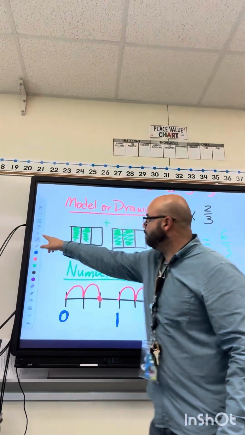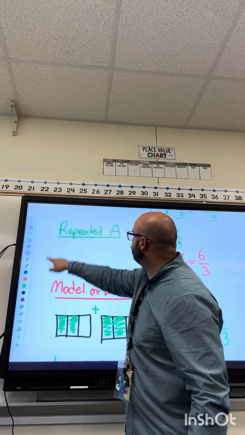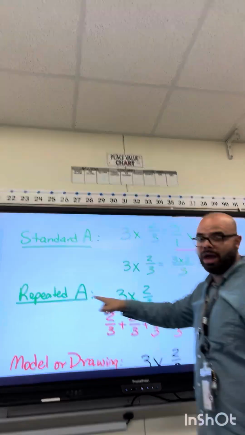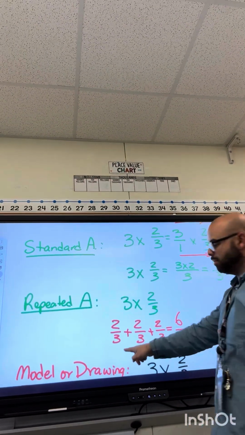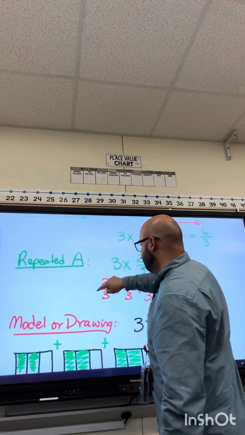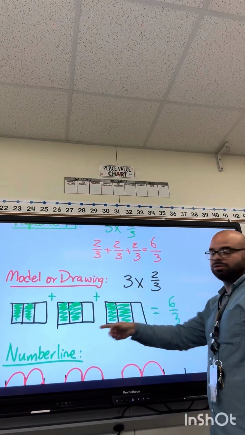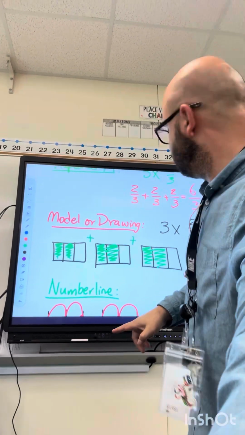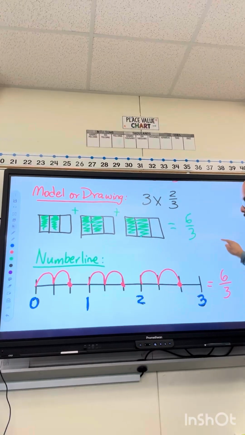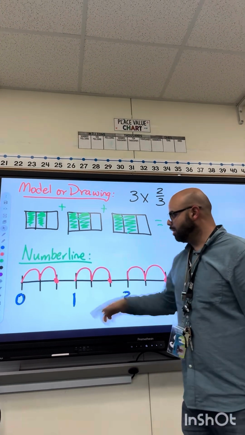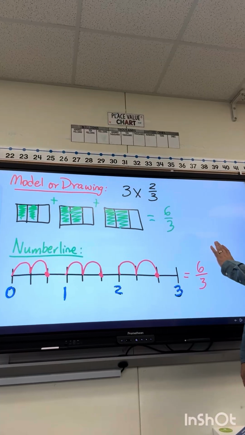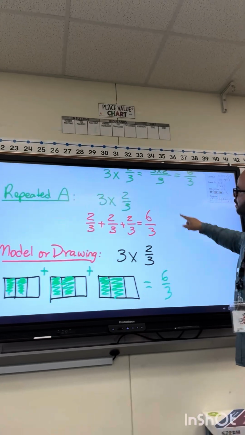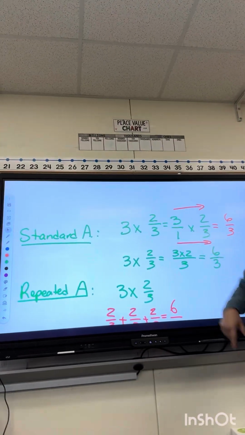Okay, so we have the standard algorithm, okay? Then we have the repeated addition, that's another strategy right here. Then we have the drawing strategy where you could draw your model out, okay? And then last but not least is your number line strategy, okay? So they could use these strategies on their test, whichever they feel comfortable with to solve a whole number times a fraction equation, okay?